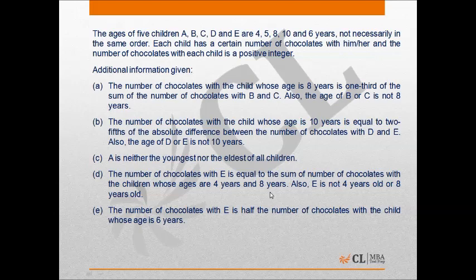One more thing that can be noted from the given information is that it doesn't talk about what is the age of a particular person, but it talks about what are not the ages of some of the given 5 children. So let's start with the first statement.